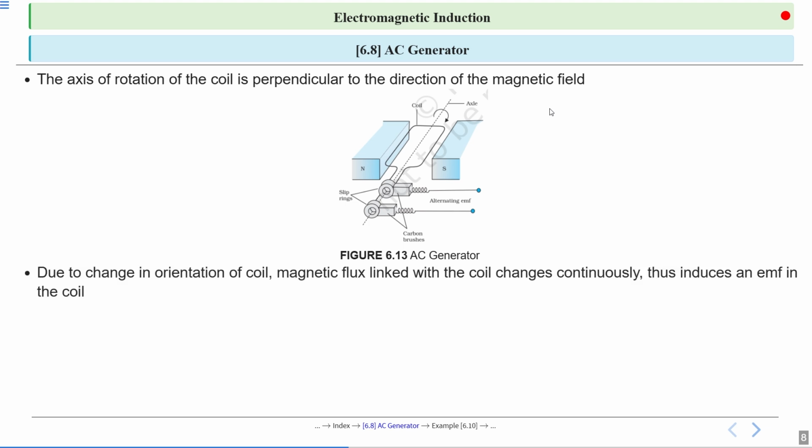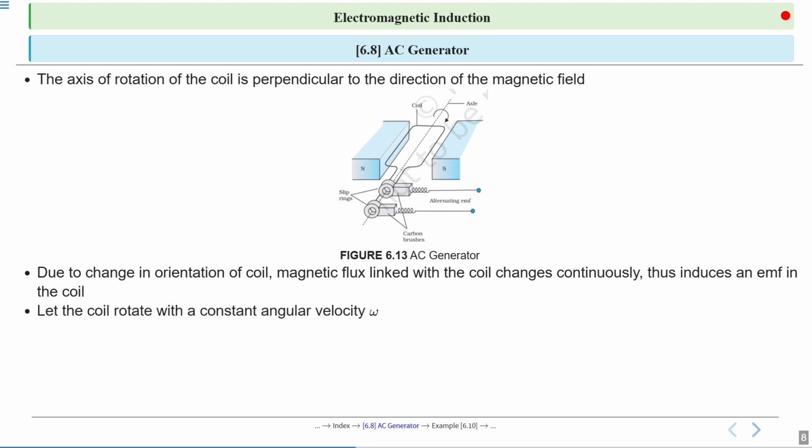Due to the change in orientation of the coil, the magnetic flux linked with the coil changes continuously, thus inducing an EMF in the coil. So due to the change of magnetic flux linked with the coil, due to the rotation of the coil, an EMF is induced in the coil.